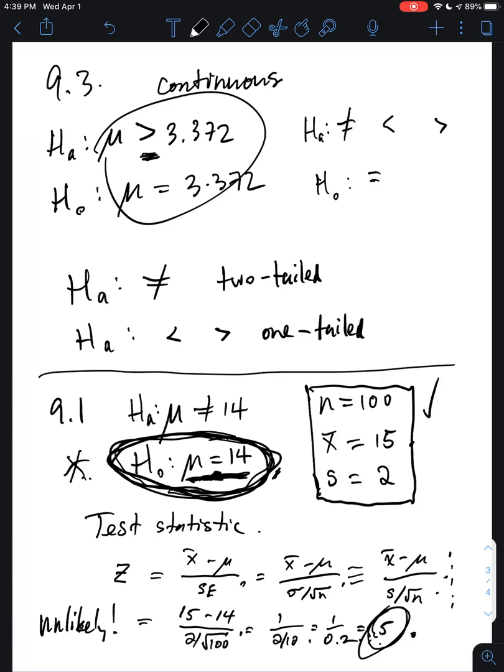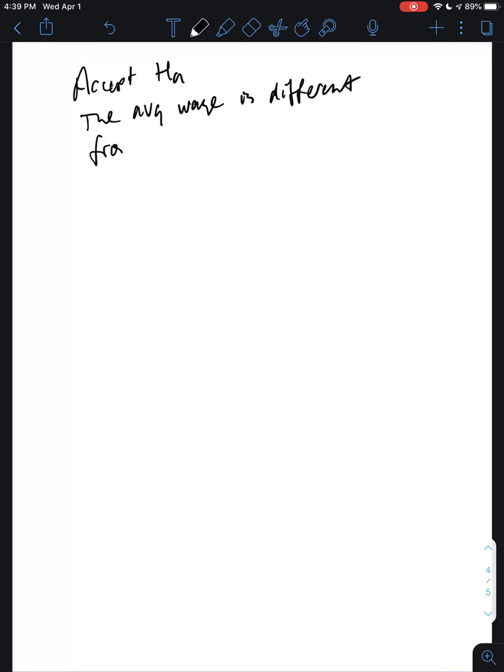And so this means that we're going to reject the null hypothesis. That gives us evidence that we can accept the alternative hypothesis and say that the average wage is different from $14. Right, so that is a kind of a bare bones outline of how this test of hypothesis works.